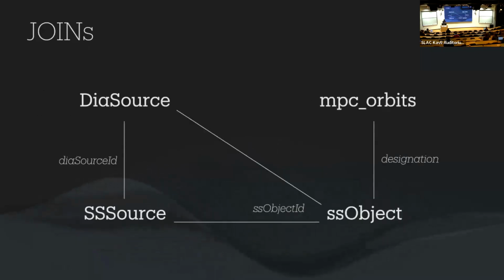A refresher on the joins. This will be important. DiaSource and SS source can be joined with DiaSource ID. They can both be joined to SS object with SS object ID, and the orbits and the photometric information with the designation column. You will probably want SS object for most things you do, and it sort of holds the whole thing together. There'll be a quiz at the end.